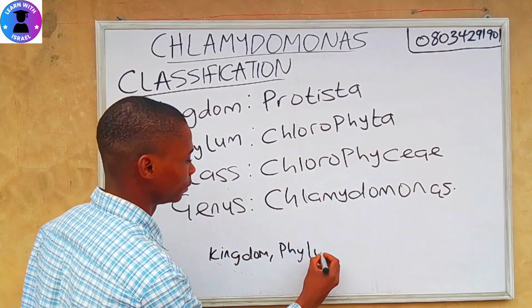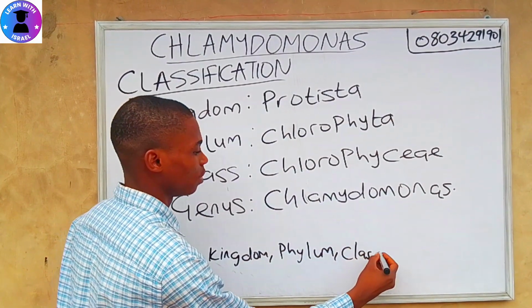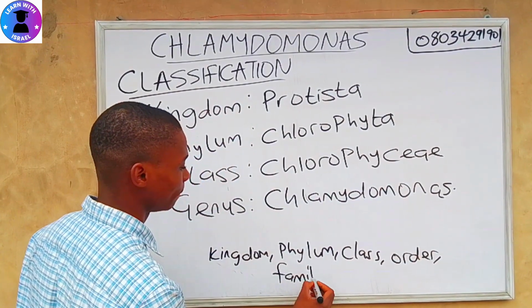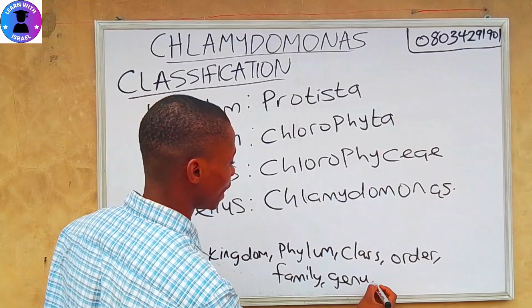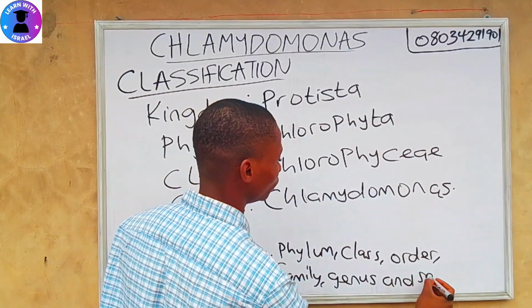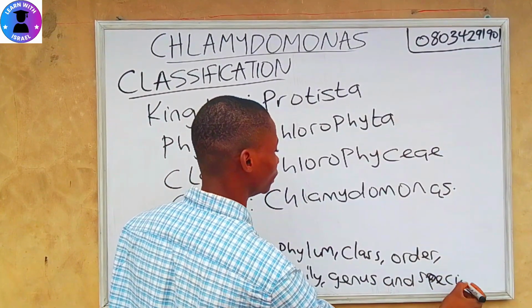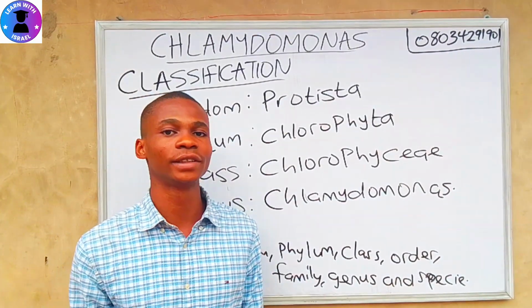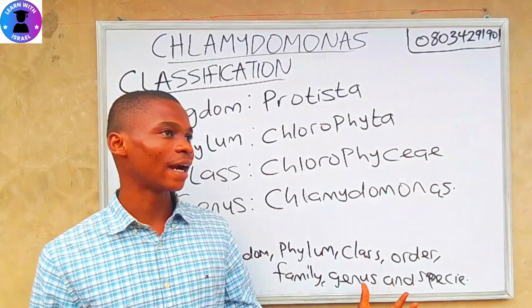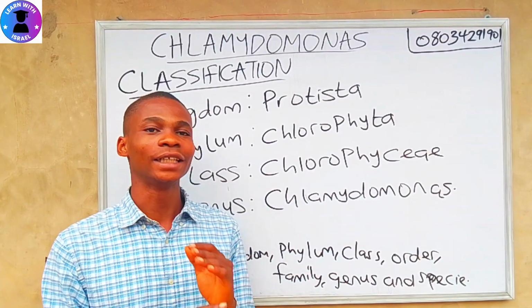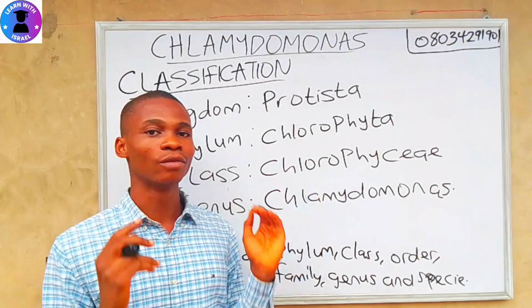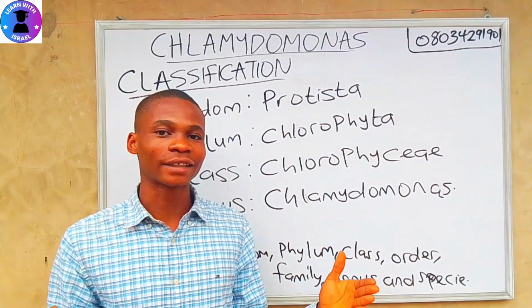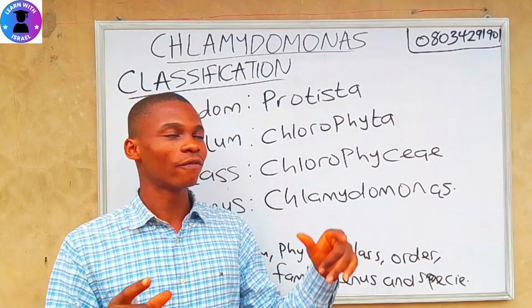I hope you know that we have the hierarchy for the classification of organisms, where we have the kingdom, phylum, class, order, family, genus, and species. For those that don't know this hierarchy, go and watch my video on classification of living organisms. We are going to learn this hierarchy with mnemonics in a very simple way. So now let's dive into the main one, the general characteristics of Chlamydomonas.